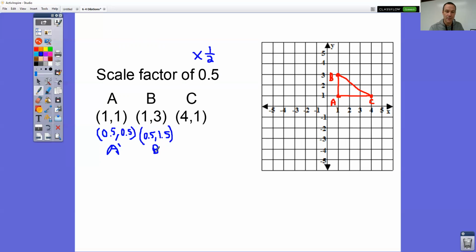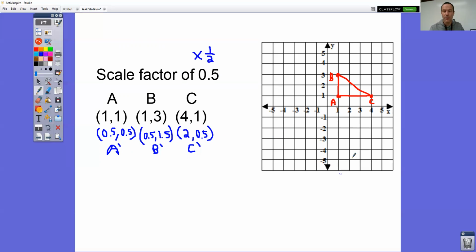That is B prime. 4 times 0.5 is 2. 1 times 0.5 is 0.5. And this is C prime. So now let's graph these points. Now, we haven't talked about graphing decimals yet, so let's see how we do that.